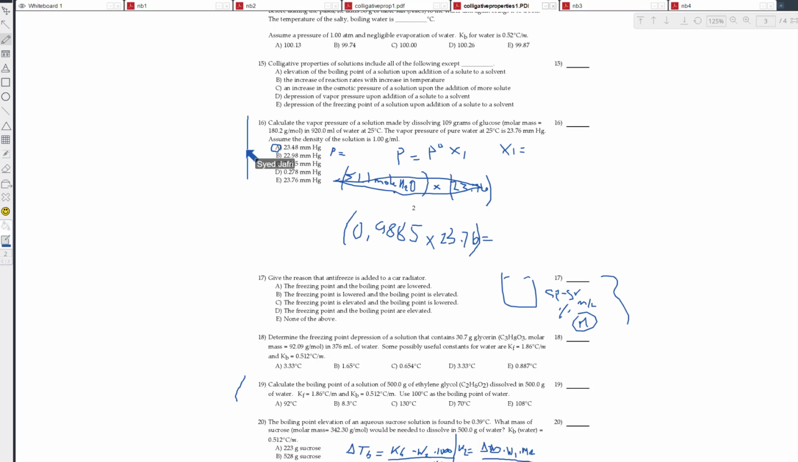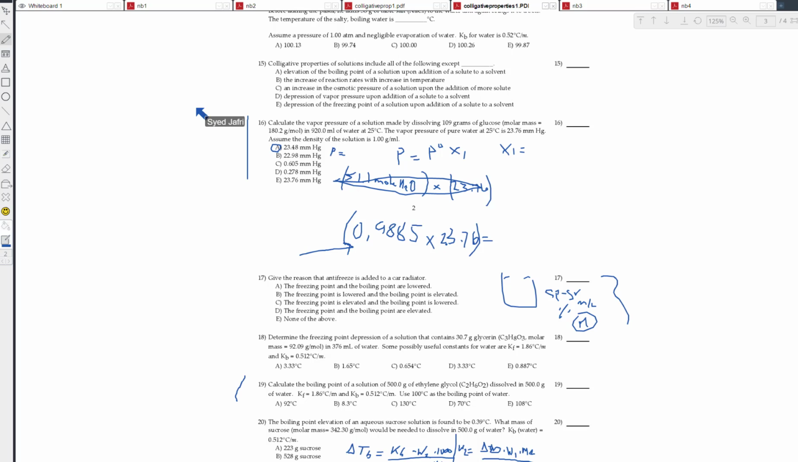What is your X1? For X1, what I ended up doing was I added the moles. I took the moles of water. How much is a mole of water? 51.1. Okay, that's right. And how much is a mole of glucose? Glucose, I took 0.605 and I added it to that of the water, and that's what I use for the denominator, to try and get the fraction. So what is the X1? This is what I got, 0.988. Okay, that's correct.